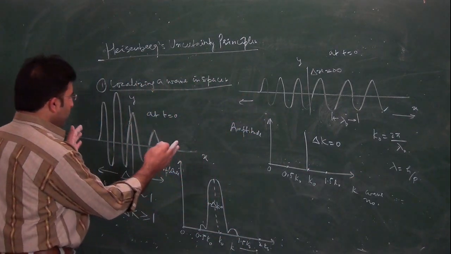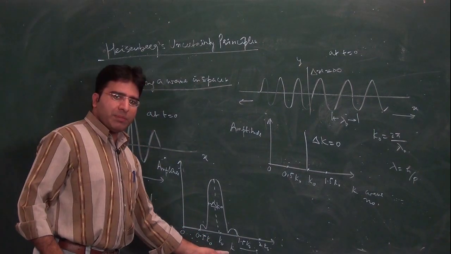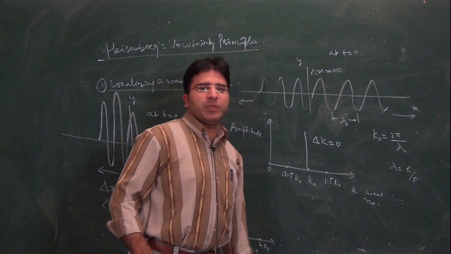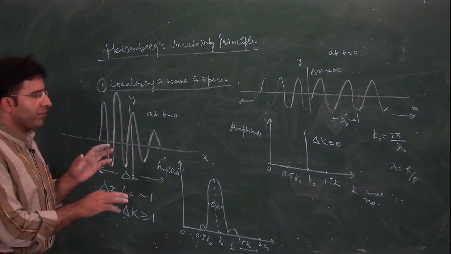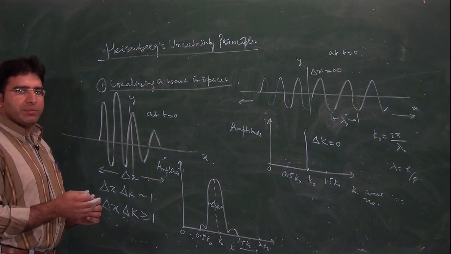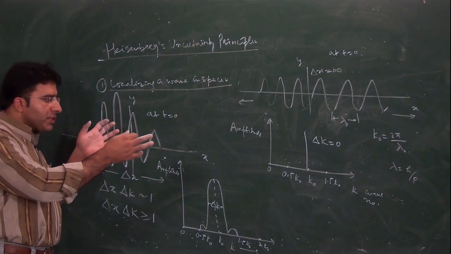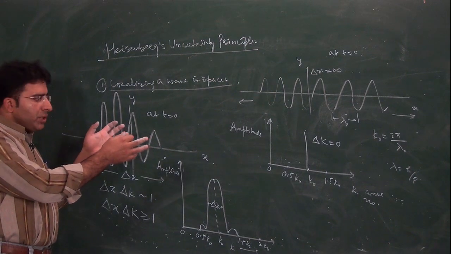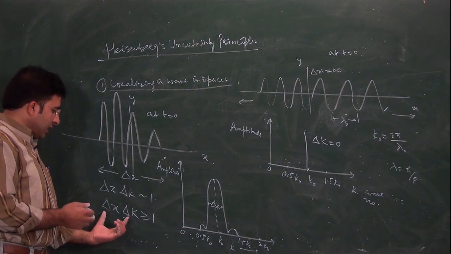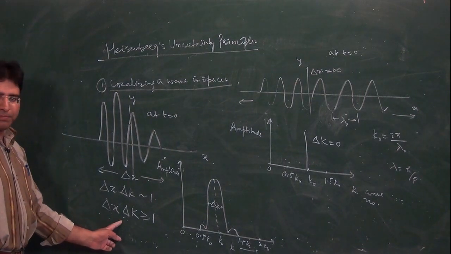So in order to make position precise, k will become imprecise. Hence, the momentum of the particle will become imprecise. So there is a trade-off between the purity of position and momentum. If you want to make position more precise, momentum becomes imprecise. If you make momentum precise, position becomes imprecise. And the condition connecting these things is this relation.